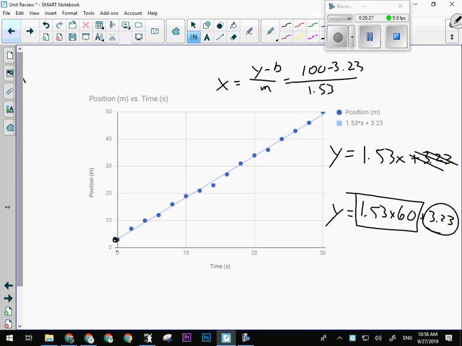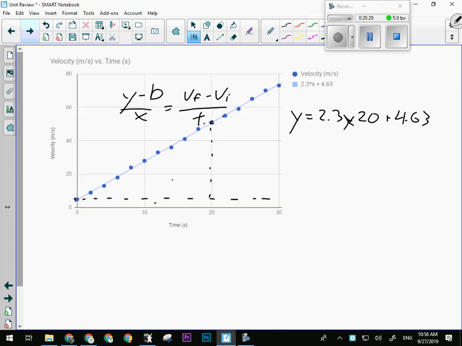All right, with our velocity versus time graphs, again, y minus b over x, this is basically like vf minus vi over t, so it's calculating acceleration. If we wanted to calculate the area under the line, then we could calculate our y values at a certain time and calculate the area of the triangle and the rectangle. Or we can also remember that this formula also does that.